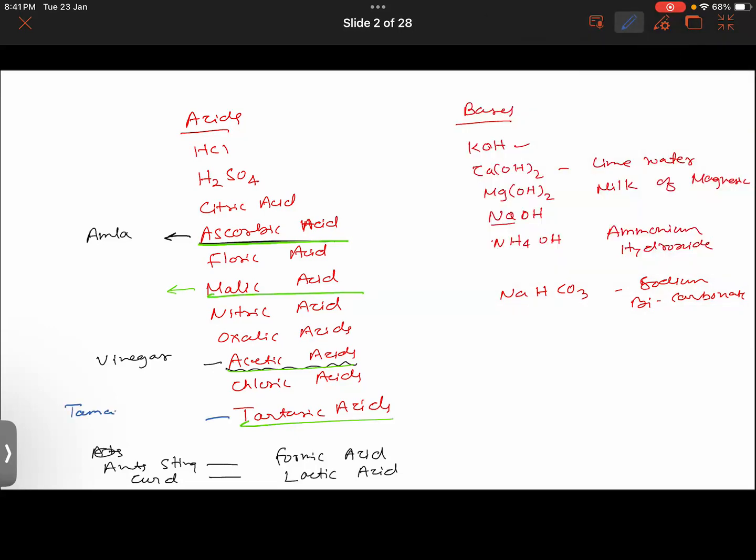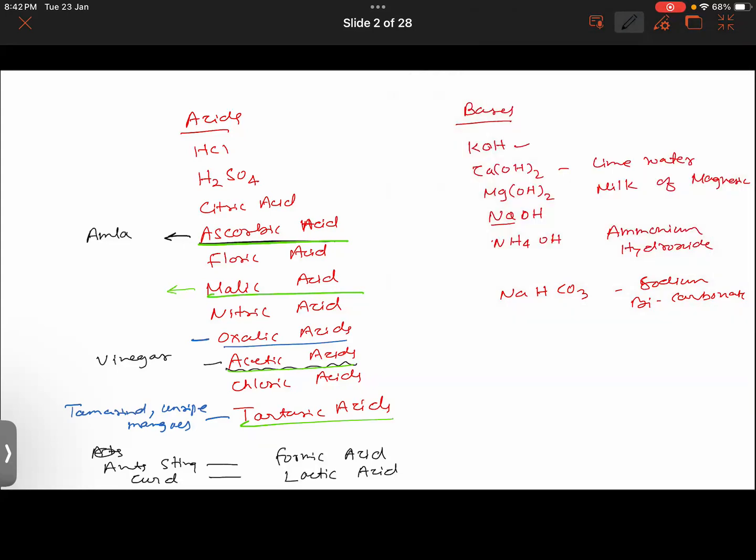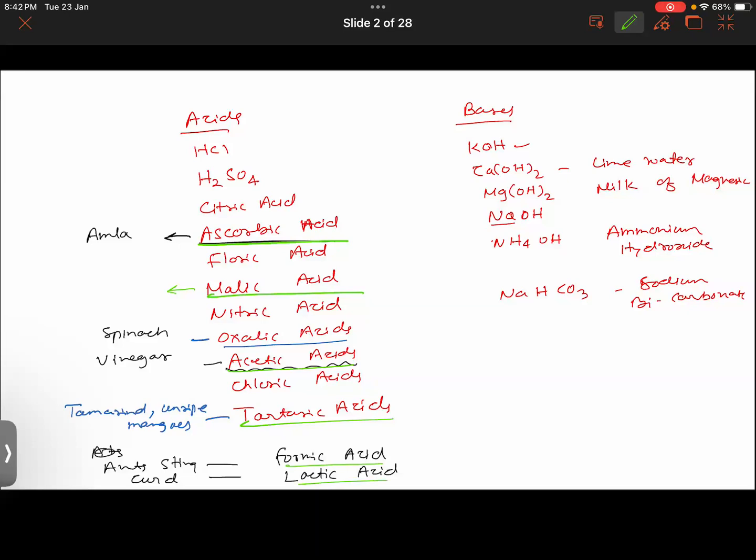Good. In tamarind it is found, and malic acid is found in unripe mangoes also. Yes, sir, unripe mangoes. Sir, oxalic acid. Where is it found? Sir, I only know one example. It's spinach, palak. Very good. In spinach, it is found. Okay, so these are some of the examples of acids which are found in nature, the ones I'm highlighting in green color. Citric acid is also there, right?